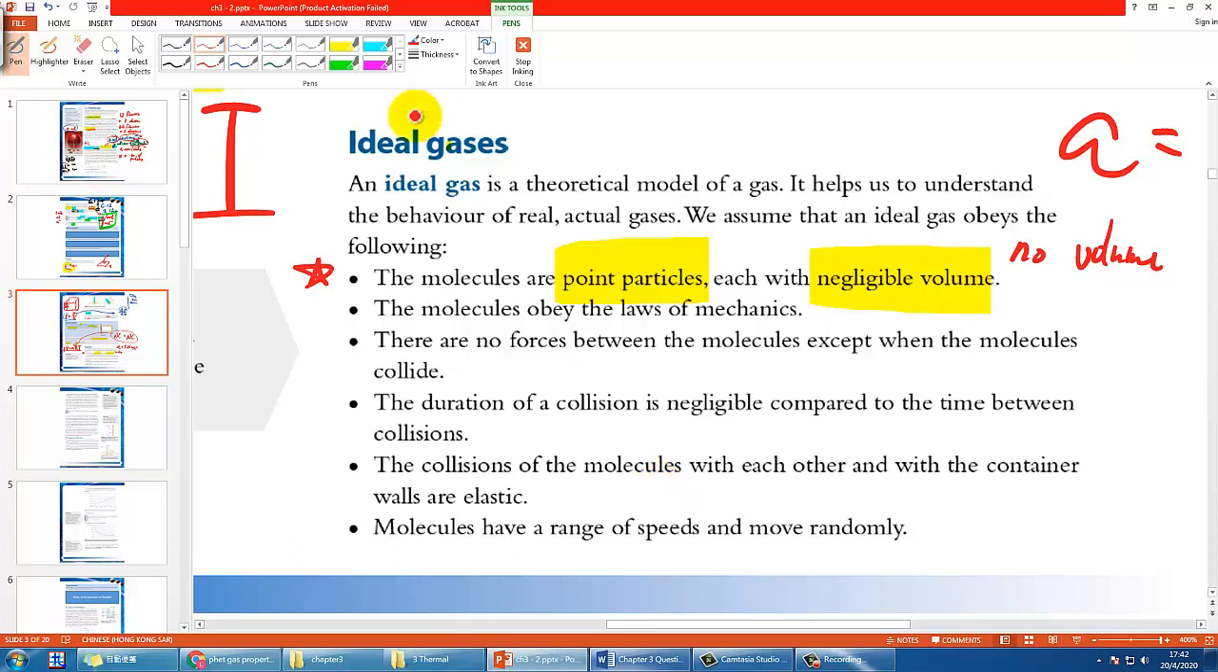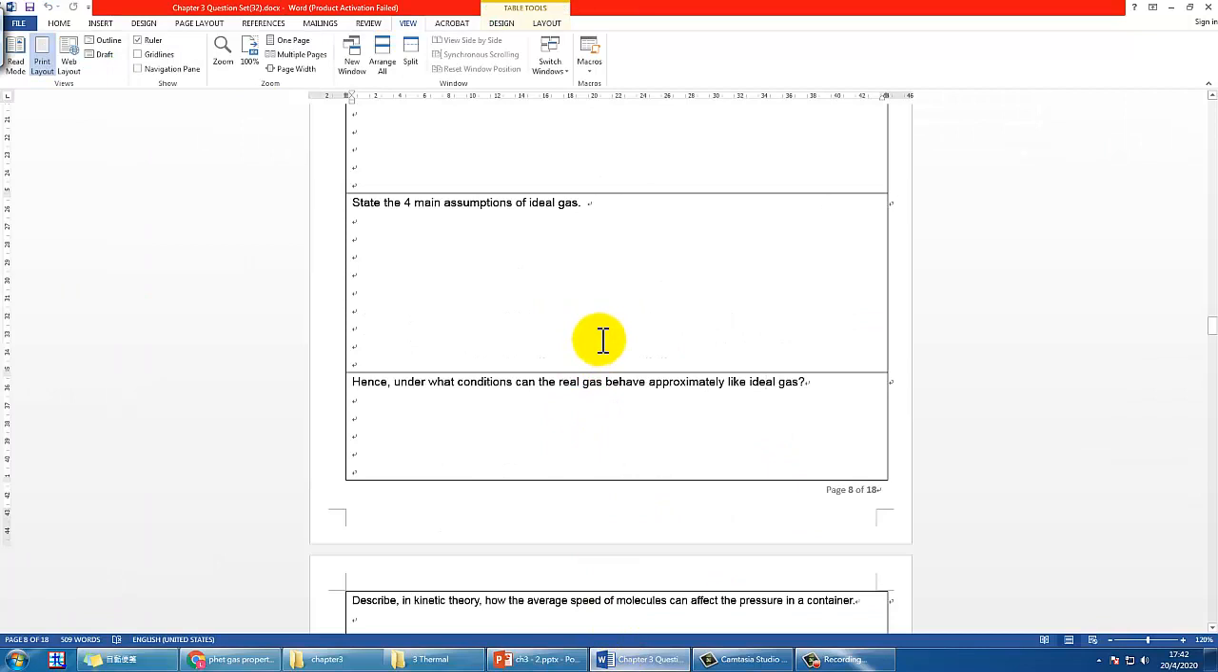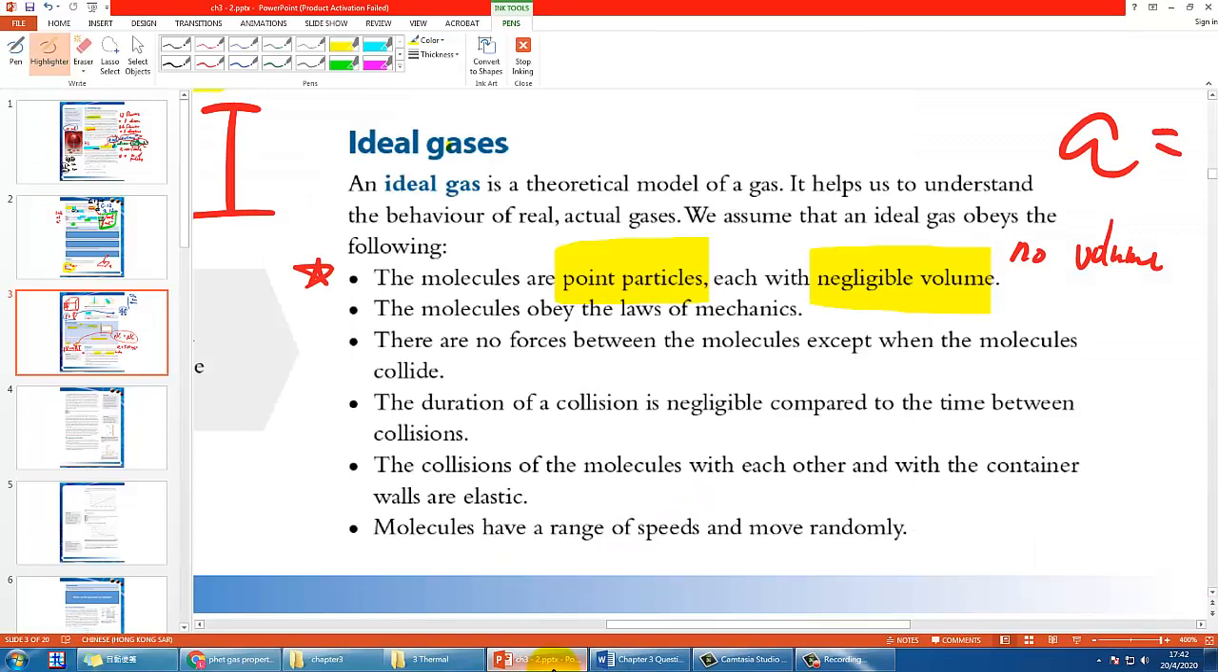Okay, so let me take a look at the next one that I think would be more important. The second one, saying molecules obey laws of mechanics, I don't think this is a good one because it's just too general. In the exam, quite often they will ask you to state the assumptions of an ideal gas, maybe for 3 marks, so you have to write 3 assumptions. This is not the one I would like to write, like obey laws of mechanics, because I really don't think it is specific enough.